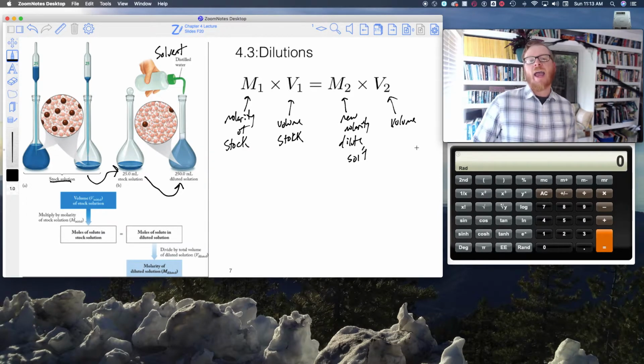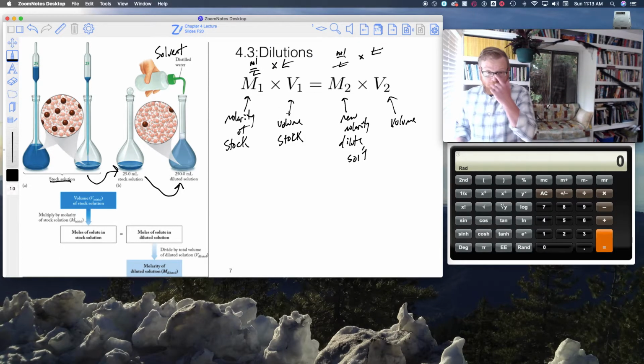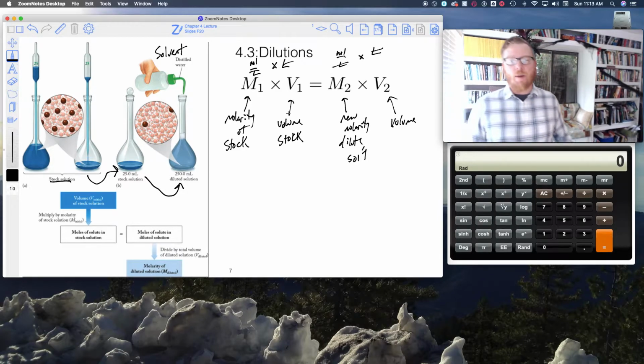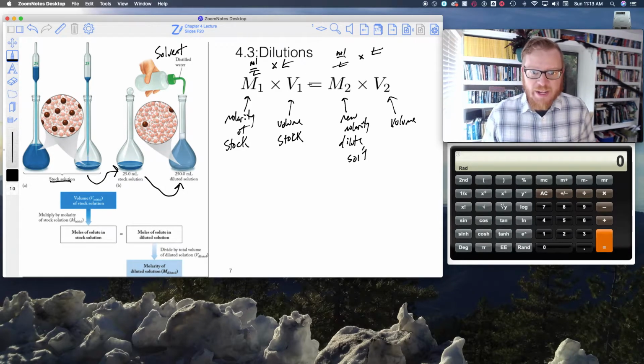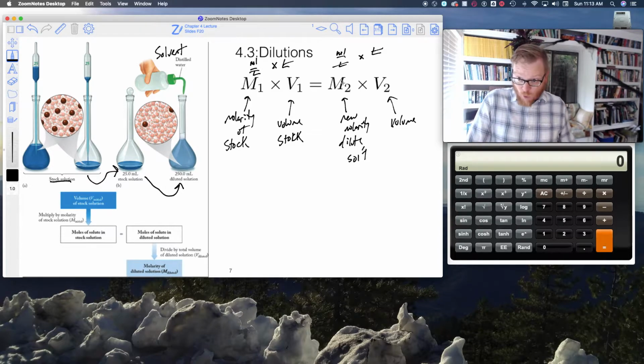M1V1 equals M2V2. And if you think about this for a moment, I'll write this up here in the lines. We know molarity is mole per liter times liters. And we also know this is molarity over liters times liters. So in other words, the liter and the liter cancels, and the liter and the liter cancels. And what's important to note about dilution, it ends up being mole equals mole. So in other words, when you make a dilution, you don't change the number of moles. You're only changing the volume, or in other words, the concentration.